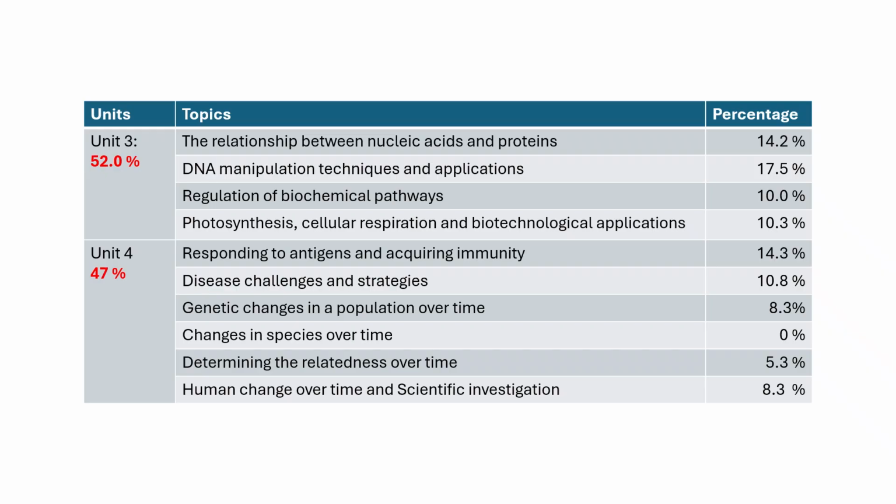10 topics are covered in the assessment, split between Unit 3, 4 topics, 52%, and Unit 4, 6 topics, 47%. These topics encompass nucleic acids and proteins, DNA techniques, biochemical pathways, photosynthesis, respiration, biotechnology, immune responses, disease, population genetics, speciation, determining relatedness, human evolution, and scientific investigation.